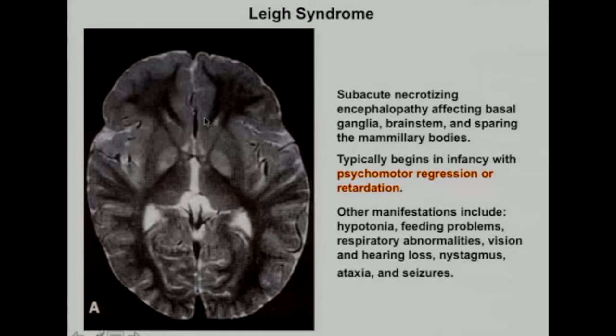Here you can see this T2 brain MRI. They'll have lesions in the basal ganglia or brainstem. So deep gray matter structures are degenerating, and they develop a necrotic appearance. In the old days it was diagnosed pathologically, but now, of course, with MRI imaging, we can see the lesions very clearly.